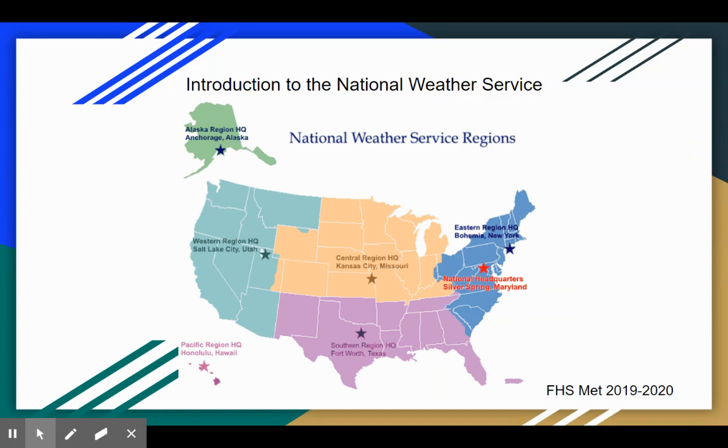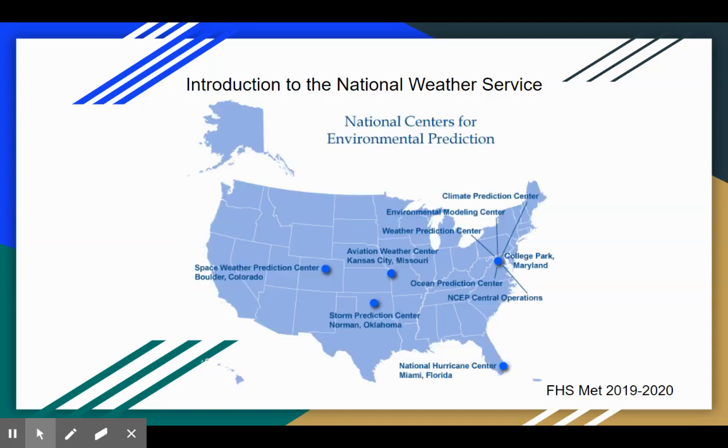Okay, and then the National Weather Service can also be broken down into different service regions. There are 7 service regions around the United States. You can see those on the map here. Here in Michigan, we're part of the Kansas City, Missouri Central region. There's also other stations for specific weather conditions.